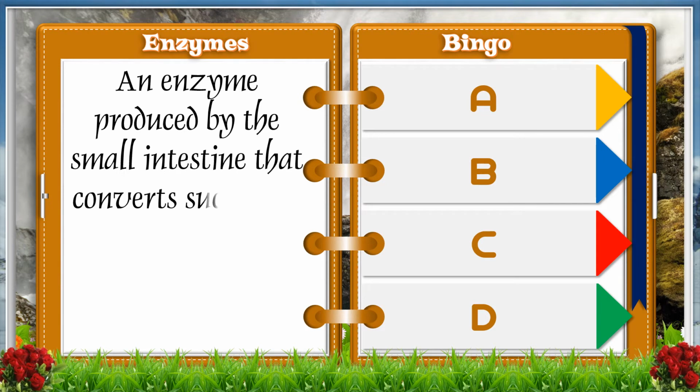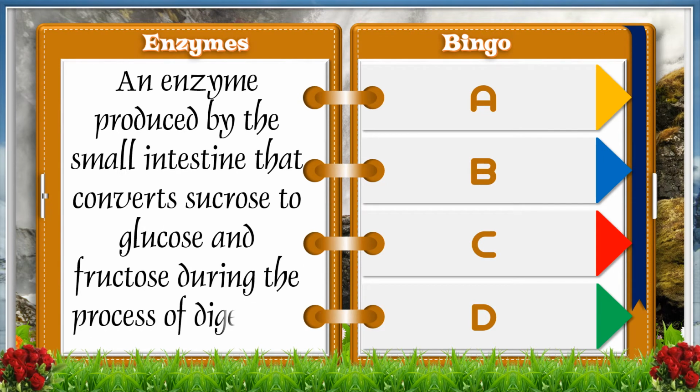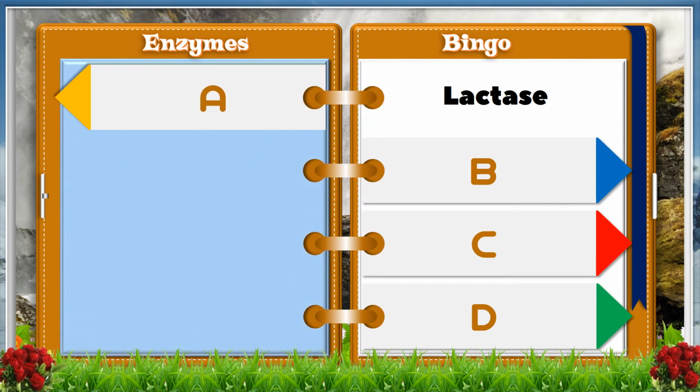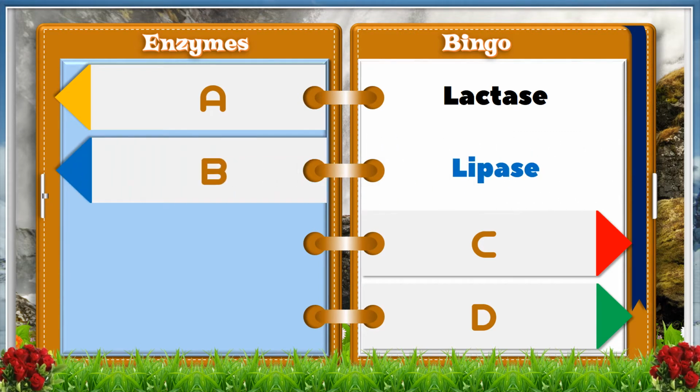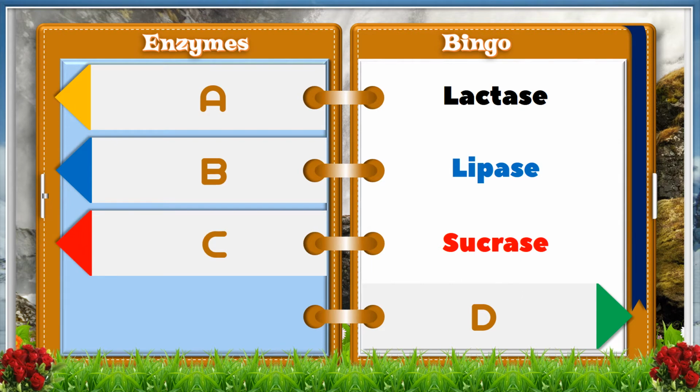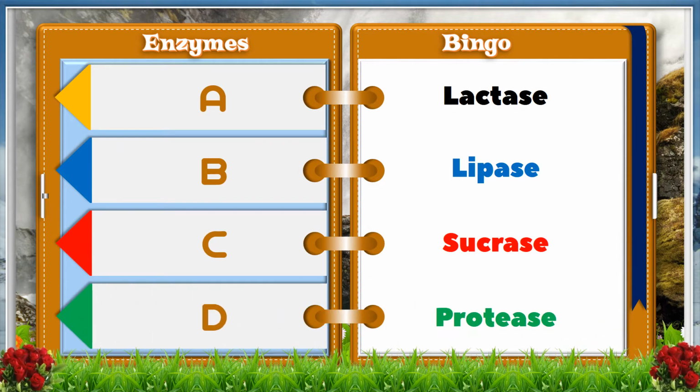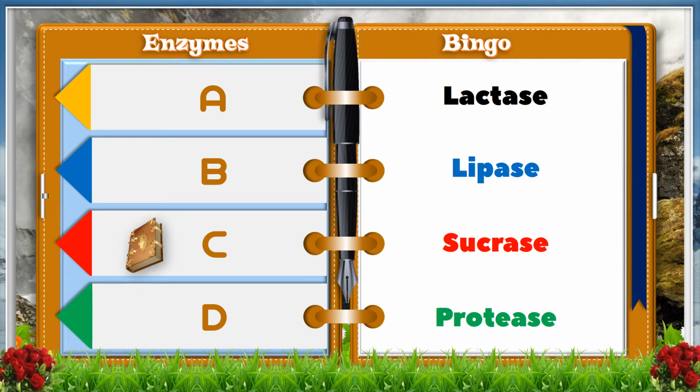An enzyme produced by the small intestine that converts sucrose to glucose and fructose during the process of digestion. A. Lactase. B. Lipase. C. Sucrase. D. Protease. And the answer is C. Sucrase.